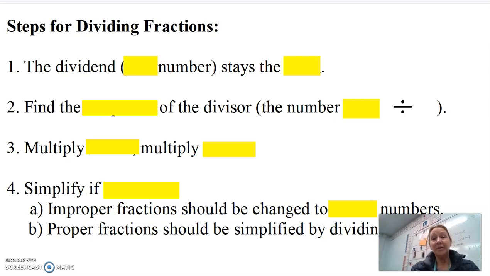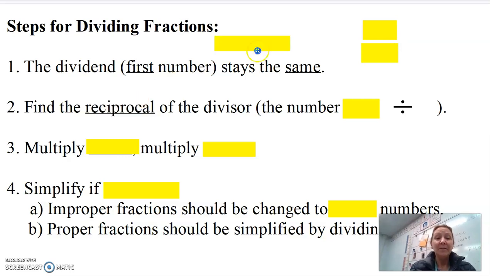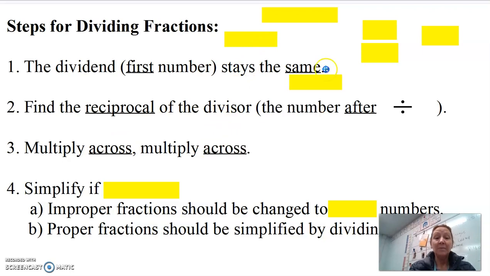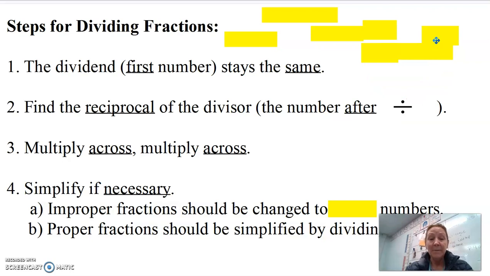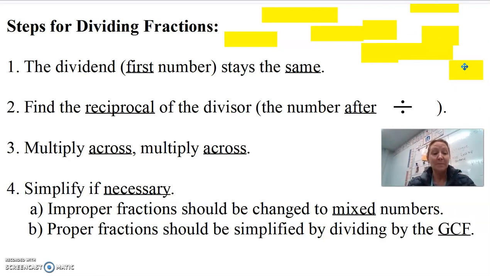Steps for dividing fractions. You're going to fill in the blank spaces in your notes. The first thing you do is you notice that the dividend, the first number, stays the same. You don't flip it. That's the dividend. That's the number that you're starting with. Then you find the reciprocal of the divisor. That's the number after the division sign. Then you multiply across. You simplify if necessary, right? Remember that improper fractions should always be changed to mixed numbers. Fractions should be simplified by dividing by the GCF. You need to do those two things to simplify.